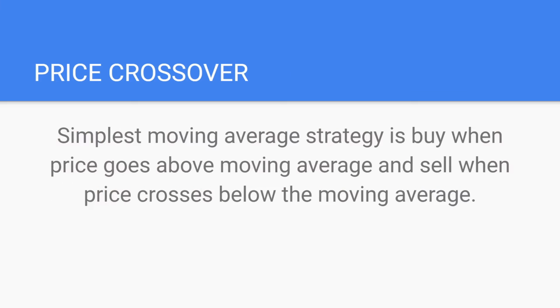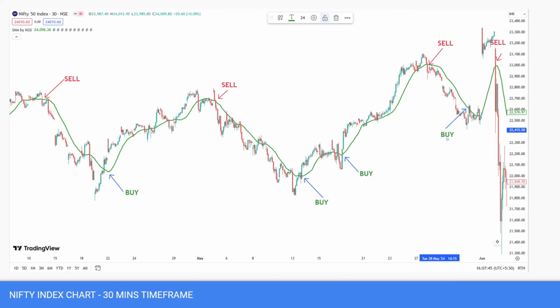Now, price crossover, the simplest moving average strategy. This is available on all of Google, all YouTube channels, everywhere. Whoever comes to stock market trading first undergoes or learns this moving average concept, and only then do they move on. So simple: whenever the price goes above the moving average, you buy. Whenever the price crosses below the moving average, you sell. This is the simple price crossover strategy. Here the price closed below the moving average, so you are selling. Here the price closed above the moving average, so you are buying. Again selling because the price closed below, again buying when the price closed above. So this is the very simple moving average strategy.